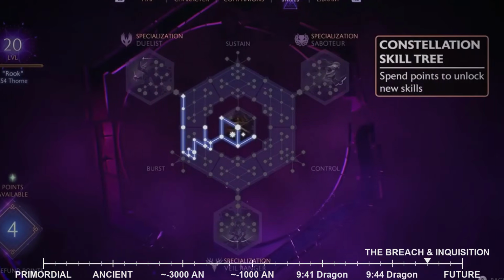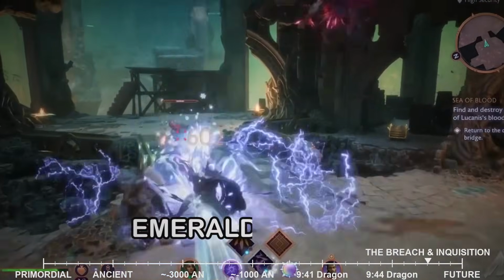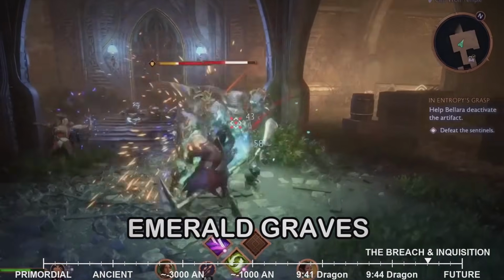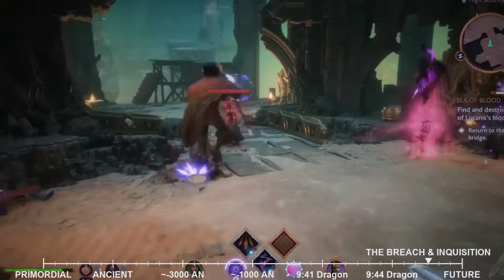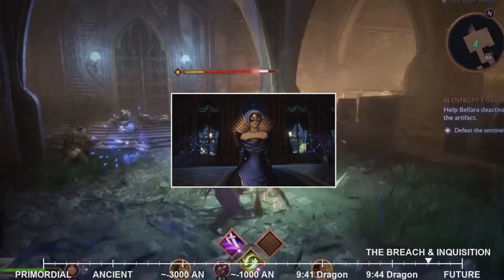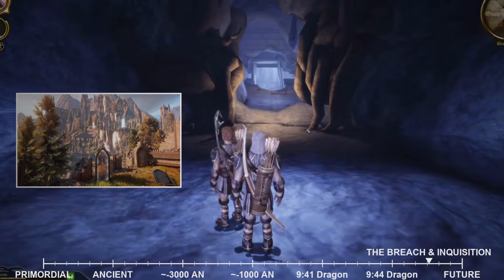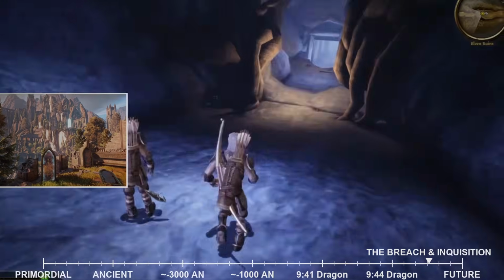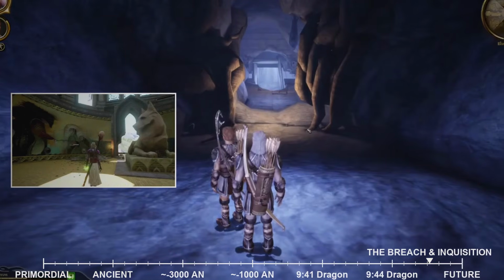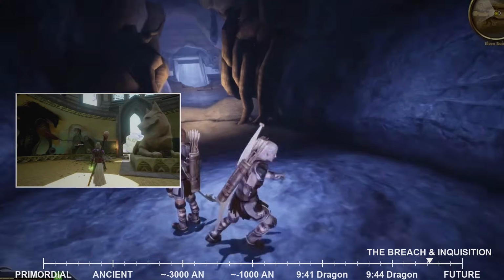One such region was the Emerald Graves, a lush, verdant forest in Orlais, scarred by an ongoing civil war between the loyalist forces of Empress Celene and the rebel army of Grand Duke Gaspard. As the Inquisition delved into the Emerald Graves, they not only encountered the brutal realities of this conflict but also stumbled upon ancient elven ruins, hidden deep within the forest's embrace.